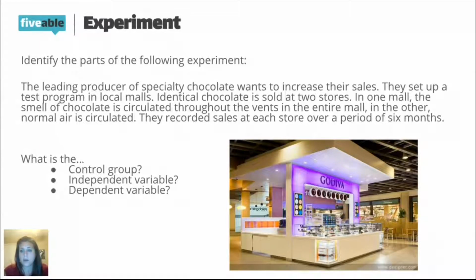The independent variable, the air circulated. So that's what's changing. In one mall, the air is regular. In the other mall, it's the chocolate scented air. So that is what is being manipulated or changed. And that's what we're measuring the result of. So the result of the chocolate scented air is the dependent variable, which is the sales of the store. And so we're then measuring, does the chocolate air have an effect? And so the dependent variable is the stores and their sales. Good. So those are the 3 parts there.